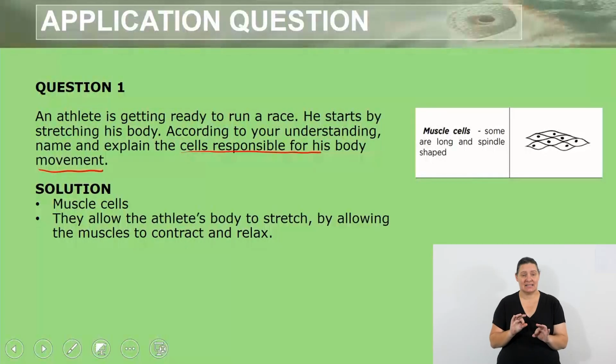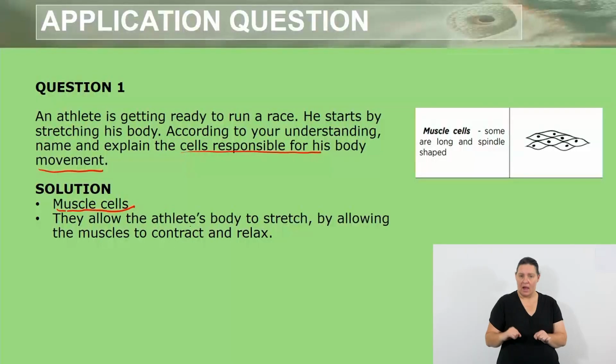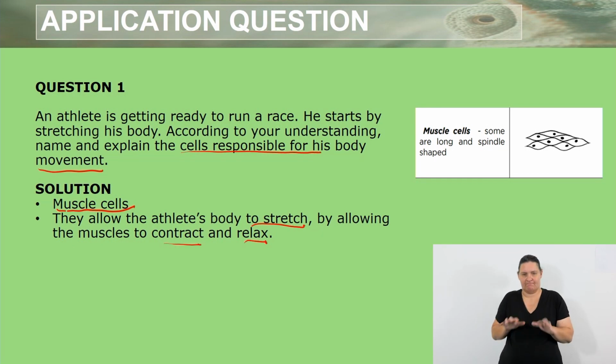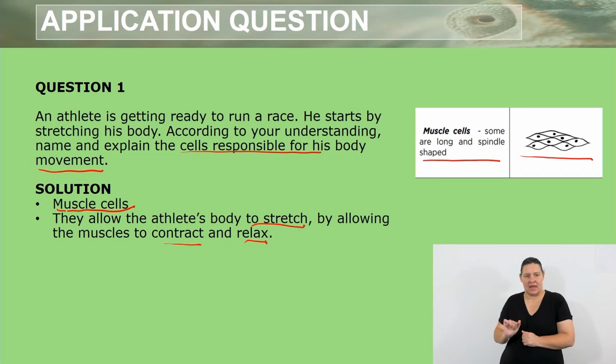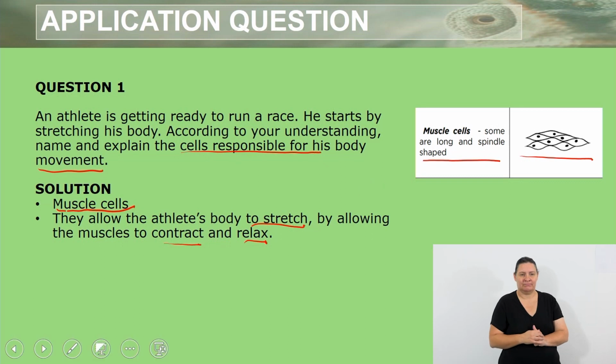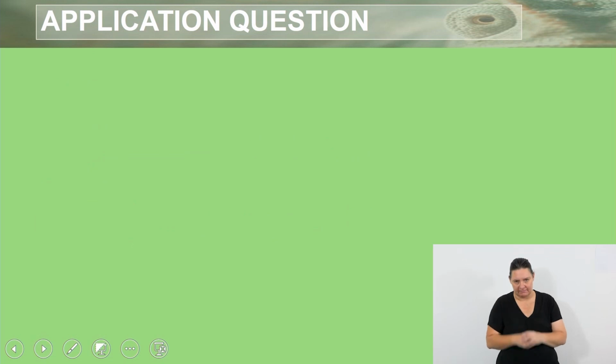So we are going to go to our solution now. The cells that are responsible for this movement are your muscle cells. If you remember, we said that muscle cells are responsible for the relaxation and contraction of our muscles. So they allow the athlete's body to stretch by allowing the muscles to contract and relax. And if you can look at the picture alongside, this is how they look and this is their shape. So these are the cells that are responsible for the action of our athlete.